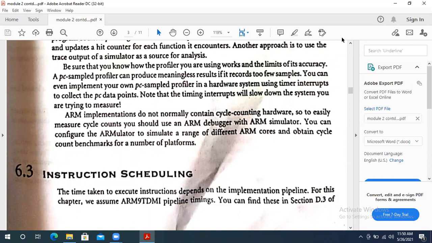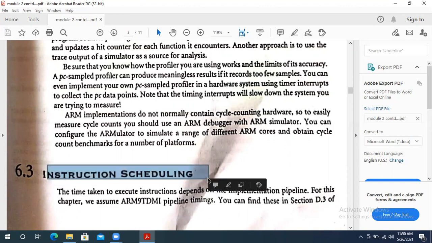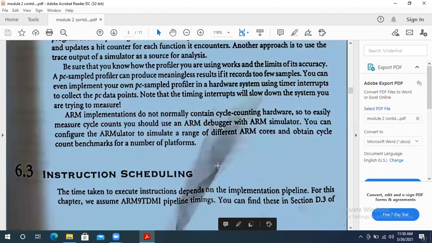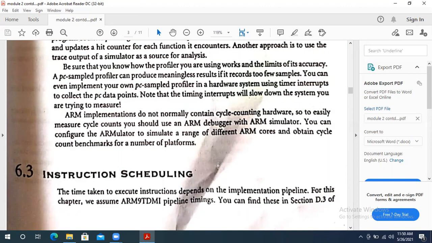Once we know the time properly, then we can give only that much time for that particular execution. There is no wastage of time and we can execute the instructions much faster. To do that, we should know how to schedule the instructions. So today we'll see how to do instruction scheduling. This is the basic idea behind instruction scheduling.